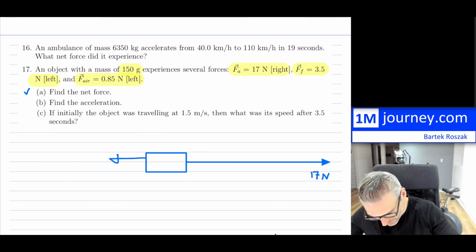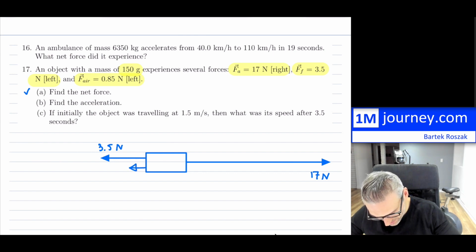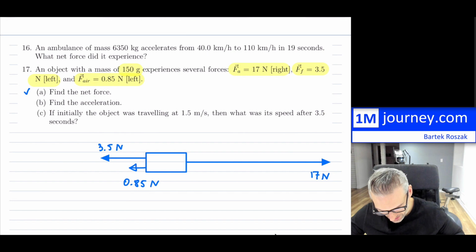I have a much smaller force to the left. This one is 3.5 newtons. This one is the force of friction. And then I have some air resistance, so it looks like something is moving. And this one is very tiny, 0.85 newtons, to the left.